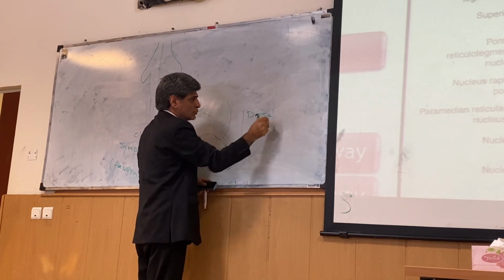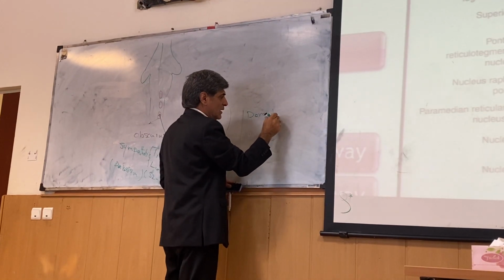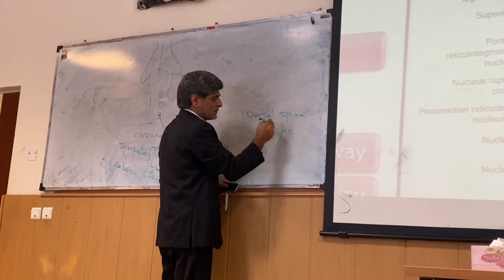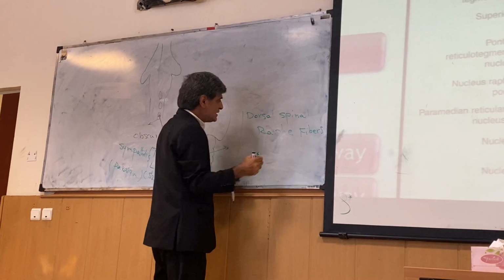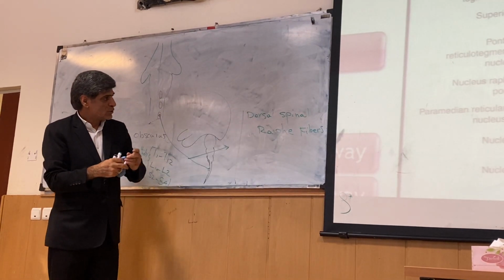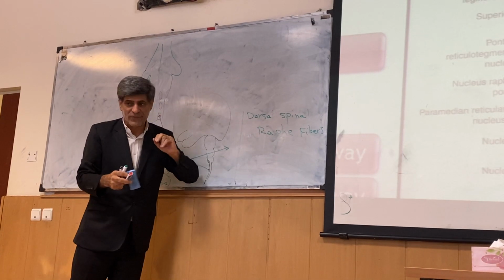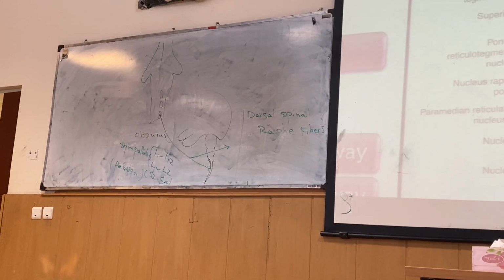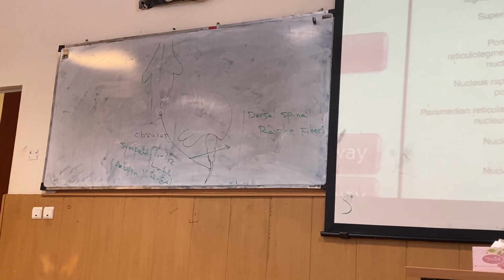The dorsal spinal raphe tract or fibers originate from the nucleus obscurus, and insert by synapsing on sympathetic and parasympathetic neurons, because the action is regulation of the cardiovascular system. Regulation of which part? The cardiovascular system.